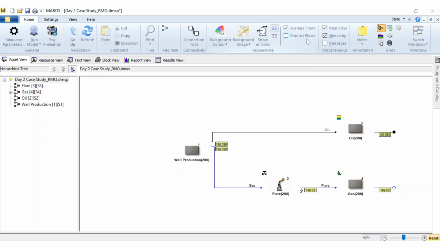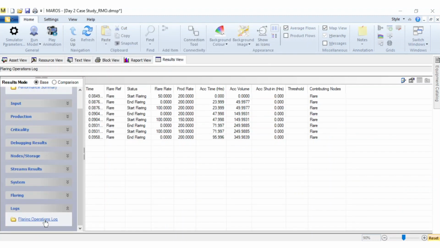This is clearer in the flaring operations log, where it shows the starting rate on flaring at 50, increasing to 100, and staying there at 100. We can also see that the oil production rate starts to dip when the 75% loss in the gas node happens, and decreases further when there is a full loss in the gas stream.